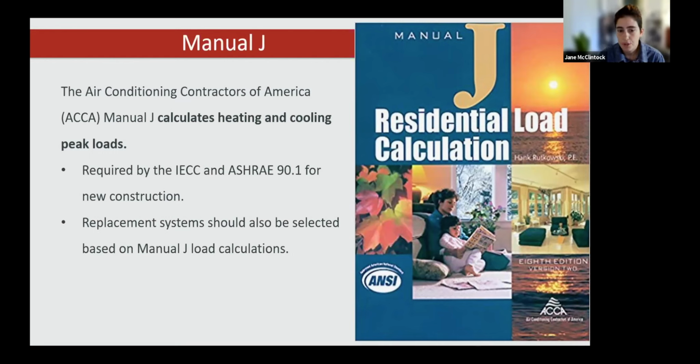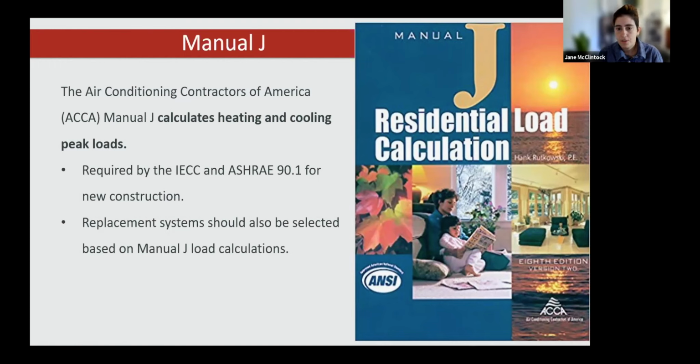So, Manual J is appropriate for an HVAC system serving a unit in like a small multi-unit structure. It's also appropriate for single-family detached homes, of course, condominiums, townhouses, manufactured homes. So this is for your residential load calculations.